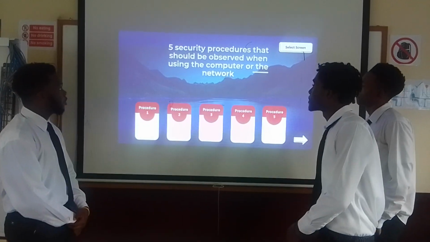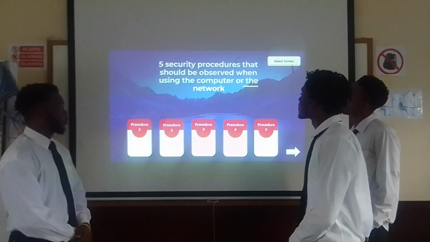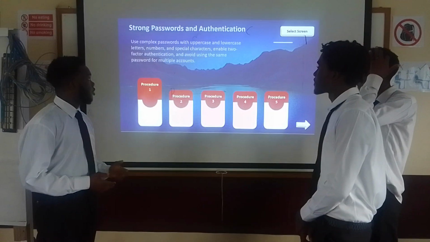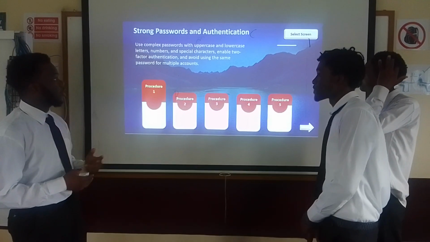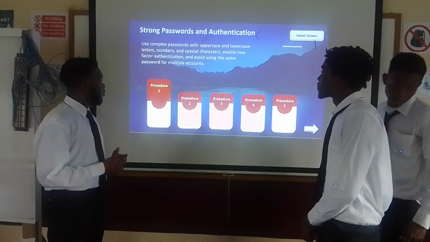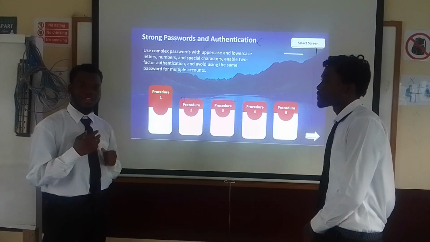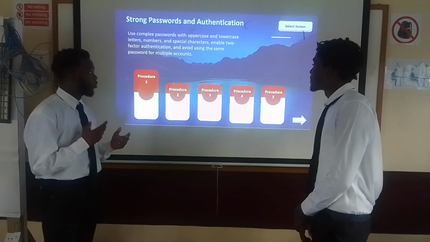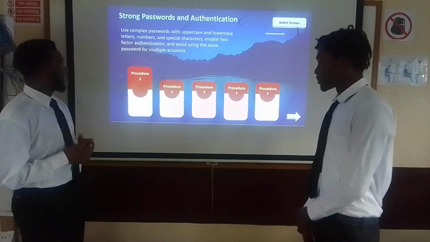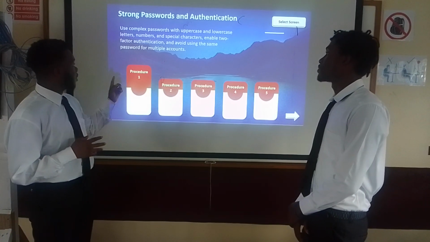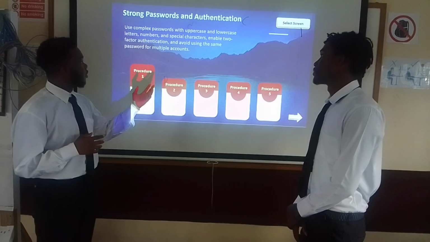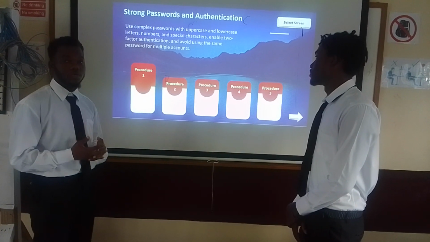So you have five procedures that will be observed when using a computer or network. Procedure 1, strong password or authentication. This basically means using a strong password, enabling two-factor authentication, and avoiding using the same password for multiple accounts.